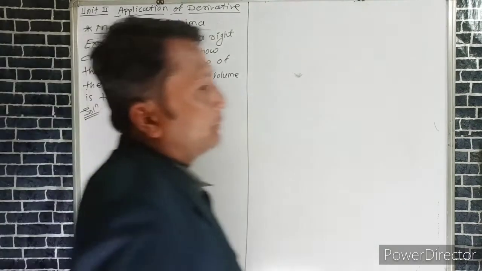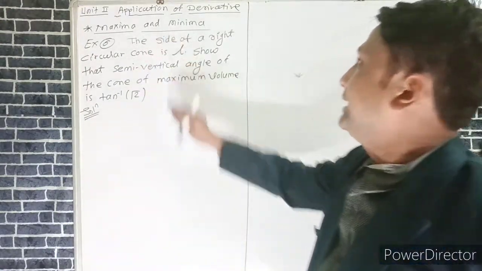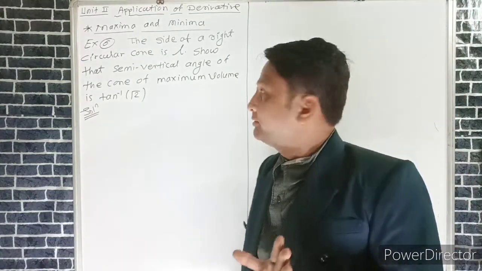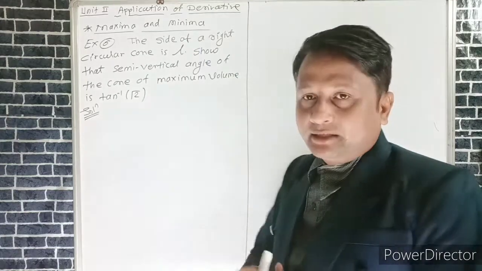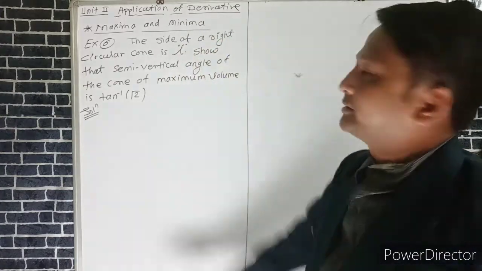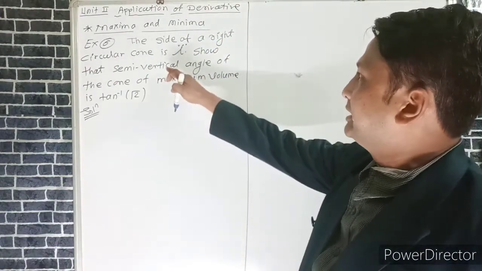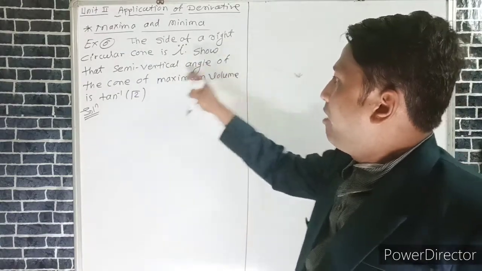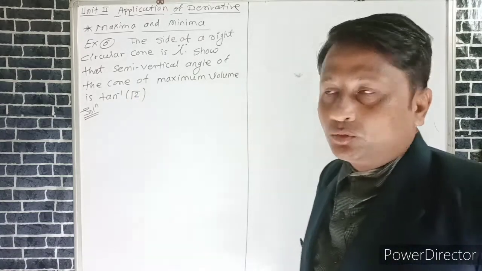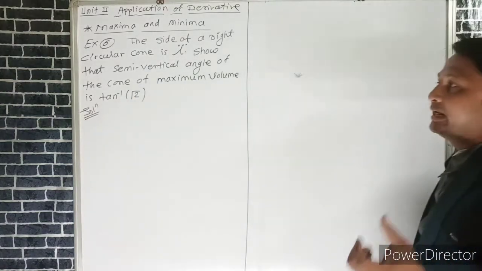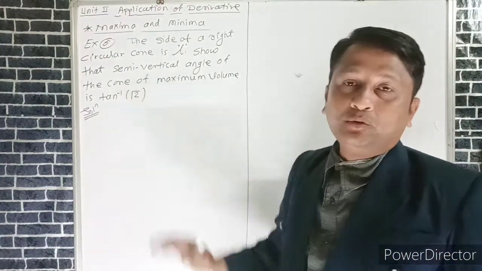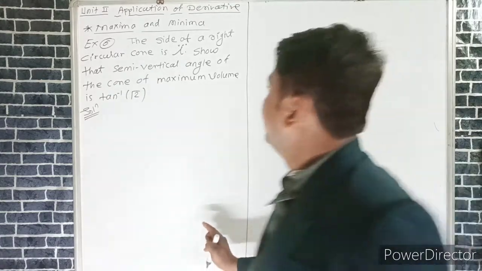So example number 6 is about the side of a right circular cone. Here the slant length of the right circular cone is given as L. Show that the semi-vertical angle of the cone of maximum volume is tan inverse of under root 2. Here we have to show that the semi-vertical angle of a cone of maximum volume is tan inverse of under root 2.